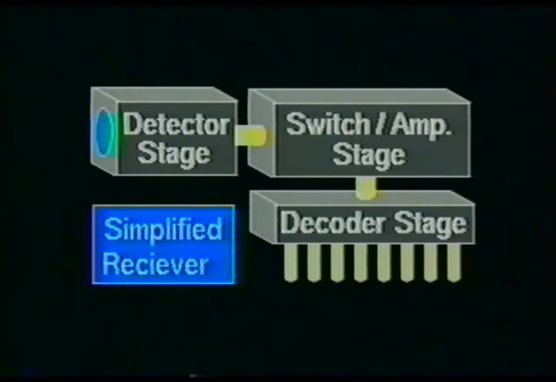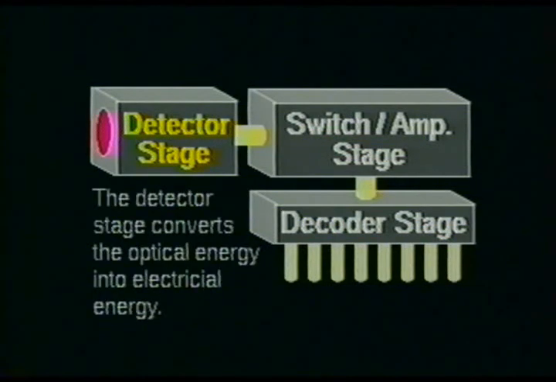Notice that the receiving device is somewhat similar to the transmitting device we just discussed. This device contains a detector stage, a switch amplifier stage, and a decoder stage. Now let's examine each of these stages. The detector stage consists primarily of a photodetector with some form of optical lens. The detector stage is generally made sensitive to a particular bandwidth of frequencies. When the optical data reaches the detector, the resistance of the detector will change, thereby producing a current which is fed into the switch amplifier stage.